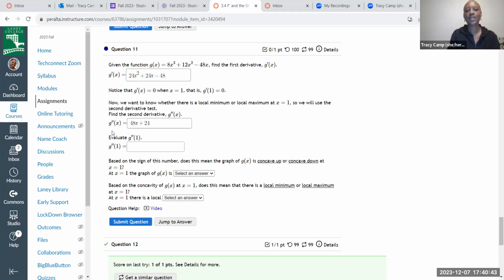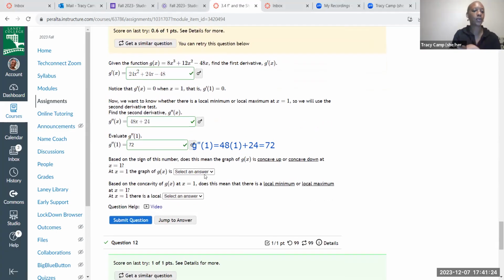And then it says find g double prime of 1, which means I need to plug in 1 for my x into my g double prime. So g double prime of 1 is equal to 48 times 1 plus 24. And that equals, what's that? 72, is that right? I don't know if that's right. Let's see how we're doing so far. Okay, so far so good.